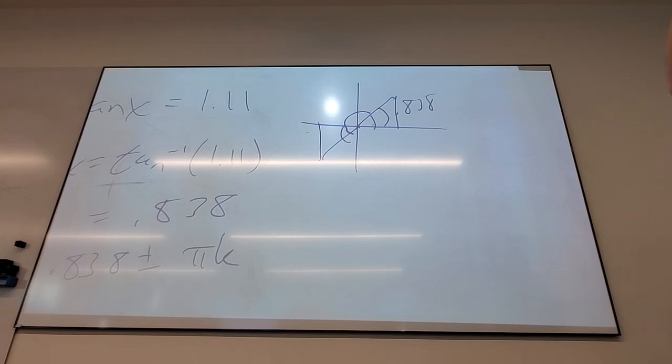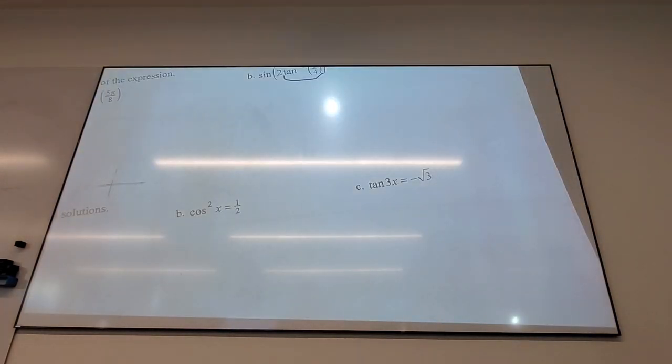It's just thinking backwards. What angle makes tangent 1.11? I need the calculator because I didn't memorize that. Jeff has me memorizing enough. I'm not going to do that too.